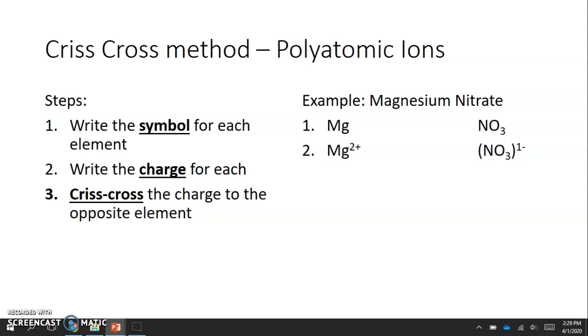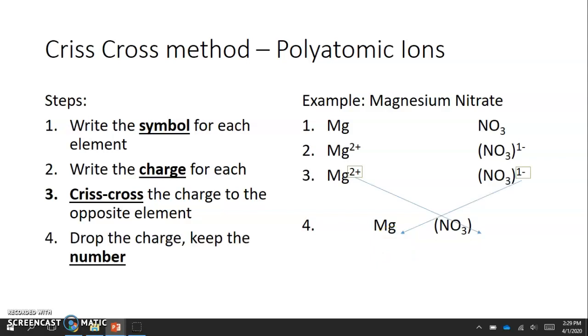Then we're going to crisscross the charge to the opposite element. Okay, so remember that lasso method or the crisscross method. We're going to pull this 2+ from the magnesium over to our nitrate, and we're going to pull the 1- from our nitrate over to our magnesium.